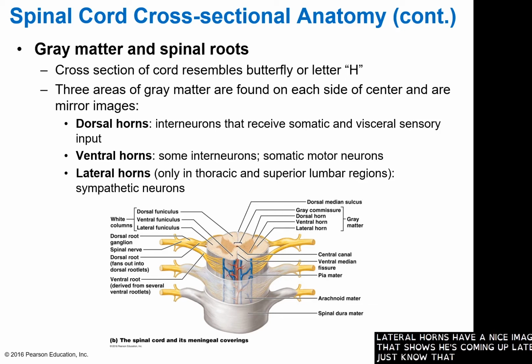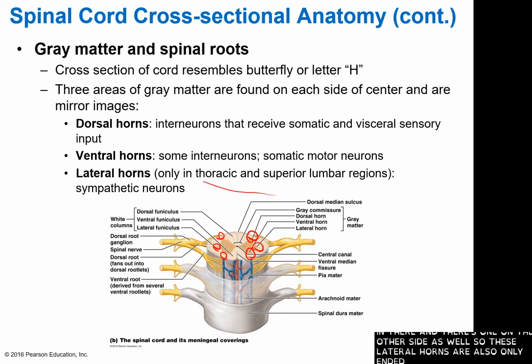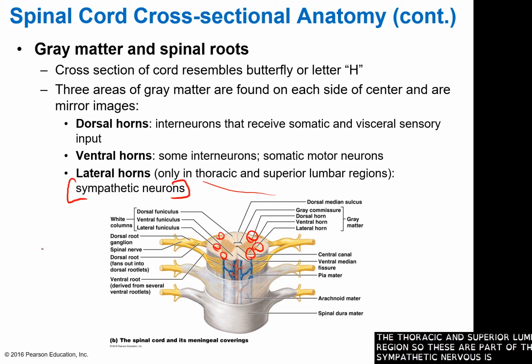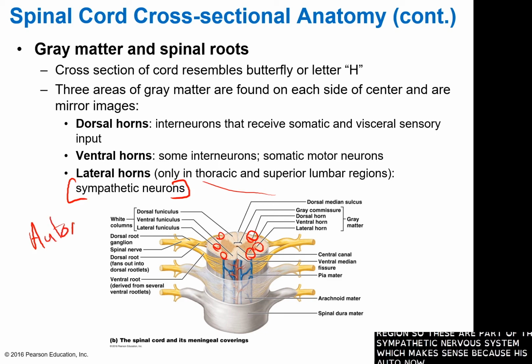Just know that these are gray matter, and they're part of these interneurons here. And we'll talk about these more on the next figure, but I just wanted to highlight where they were on the first one. So they're there, and there. And there's one on the other side as well. So these lateral horns are also only in the thoracic and superior lumbar region. So these are part of the sympathetic nervous system, which makes sense because it's autonomic.